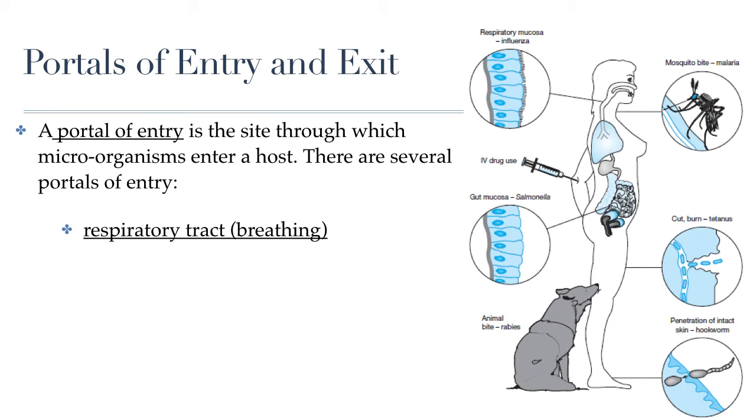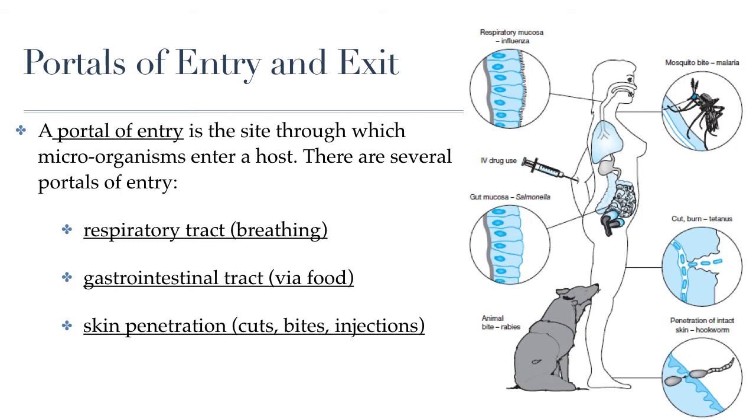So one of the ways by which we can get a disease into our body is by breathing it in. So our respiratory tract is a portal of entry. Another portal of entry is our gastrointestinal tract. So we can either drink water that has a disease or eat food that has a disease. So we can consume that into our body through our GI tract. Another one could be skin penetration. You can get cuts, bites, injections. Those are different ways of getting a disease into your body, and any of our mucous membranes.